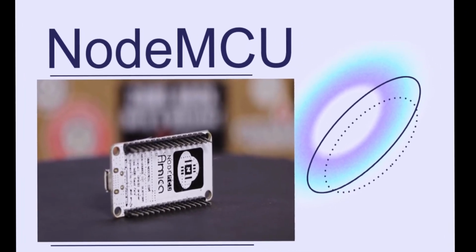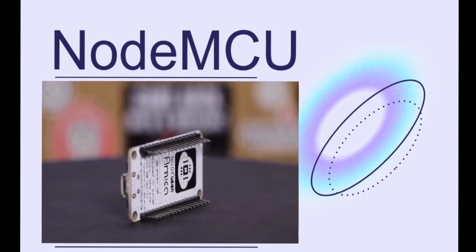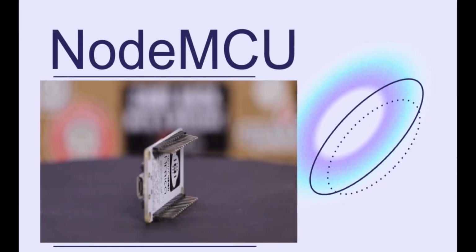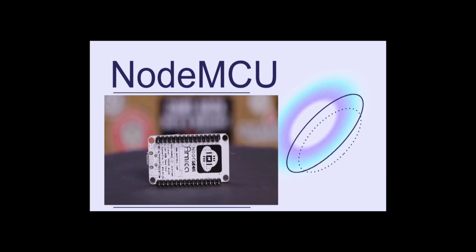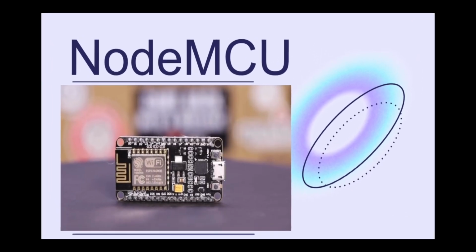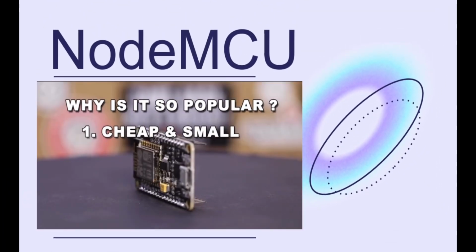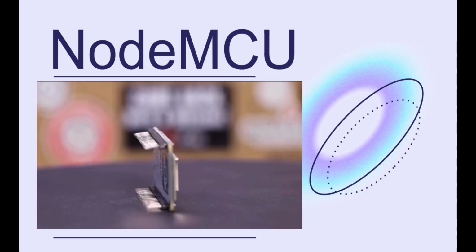ESP8266 is a highly integrated chip designed for the needs of a new connected world. It offers a complete and self-contained Wi-Fi networking solution, and it allows you to either host the application or offload all Wi-Fi networking functions from another application processor. Why is it so popular? Because it's cheap and small, powerful, low power consumption, and easy to program.